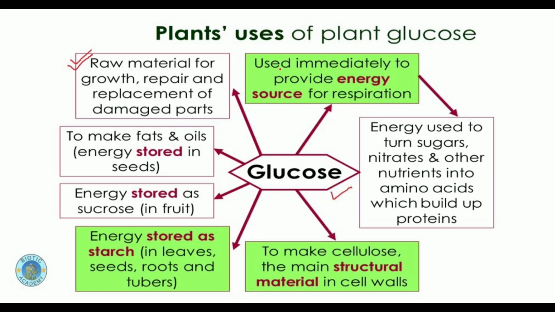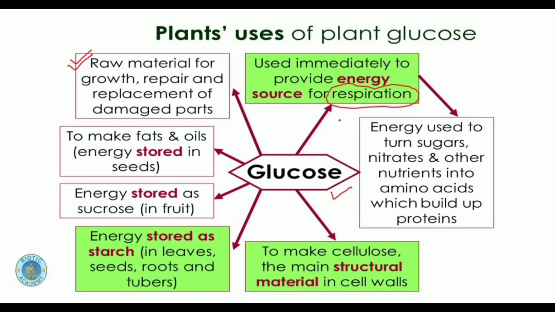Now, second, we can see that the plant prepares glucose molecules by photosynthesis and immediately uses that glucose to provide energy in the process of respiration. This means the glucose which the plant has prepared for itself by photosynthesis is immediately broken down by the cell in the mitochondria in the process of respiration, as a result of which the plant gets energy to continue the metabolic reactions of the cell.